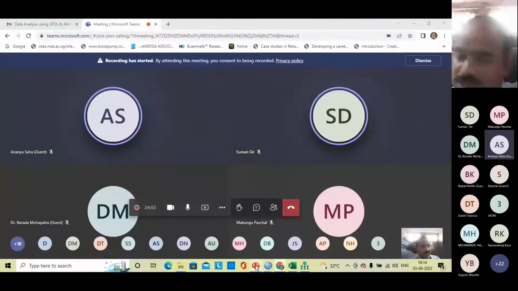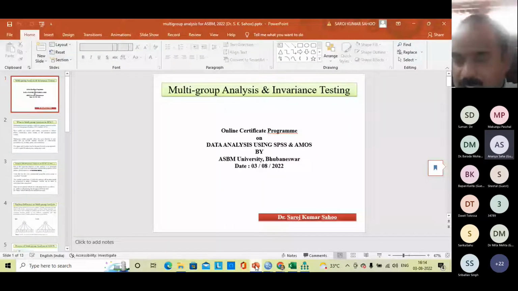Today we are discussing one of the most important topics in structural equation modeling, that is multi-group analysis and invariance testing. In your workshop schedule, it was written only multi-group analysis, but I am taking one step ahead of multi-group analysis, that is invariance testing. So today we will discuss multi-group analysis and invariance testing.